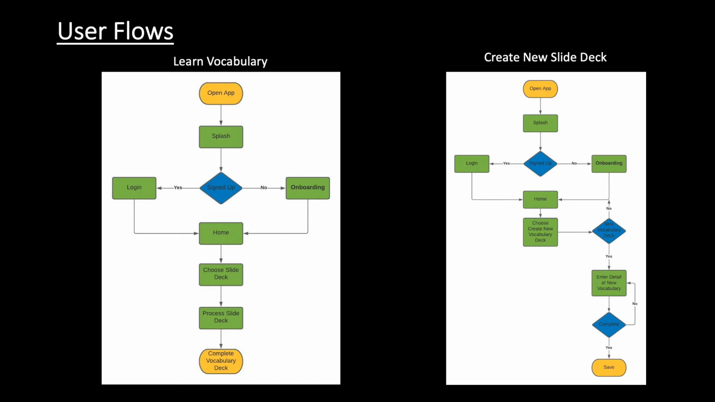Next was to diagram out two primary user flows. One flow is learning vocabulary and the other is creating a slide deck. In the learn vocabulary flow, the first user will open the app, they'll be shown a splash screen, they will be asked whether or not to log in or sign up. They will be then taken to the home screen, they can choose their slide deck, they can process the deck, then they can complete the deck.